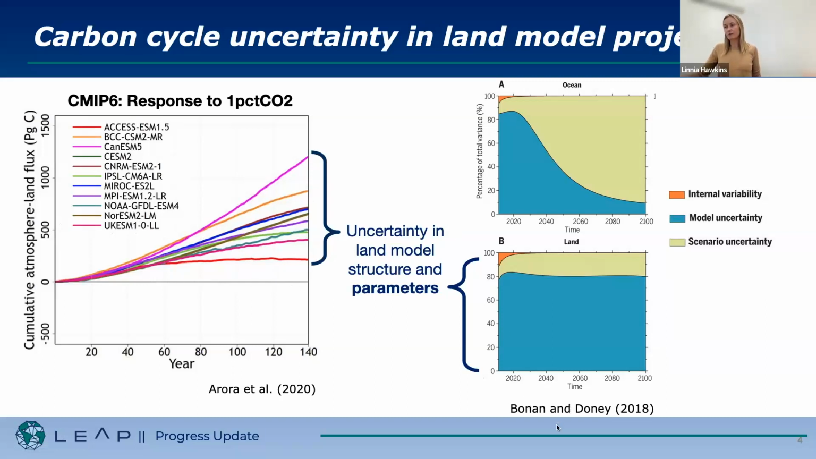And then another study from Bonan and Doney 2018 shows that they compared the relative contribution of three sources of uncertainty: internal variability, model uncertainty, and scenario uncertainty. And the land model is really dominated by that model uncertainty, which is, again, a combination of structure and parameters. So we're seeing that, if we can develop these systematic methods for constraining our parametric uncertainty, we can likely reduce some of our uncertainty in the projected feedbacks in the carbon cycling between the land and the atmosphere.